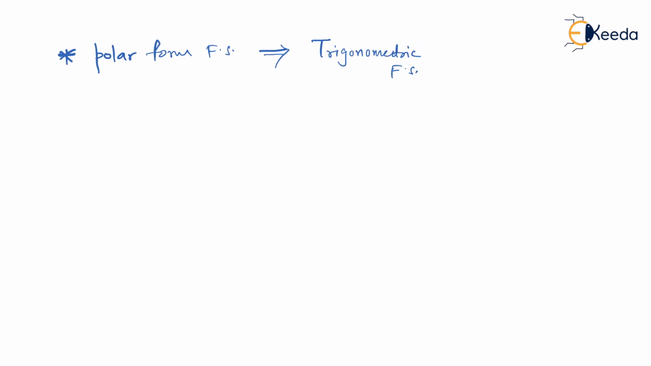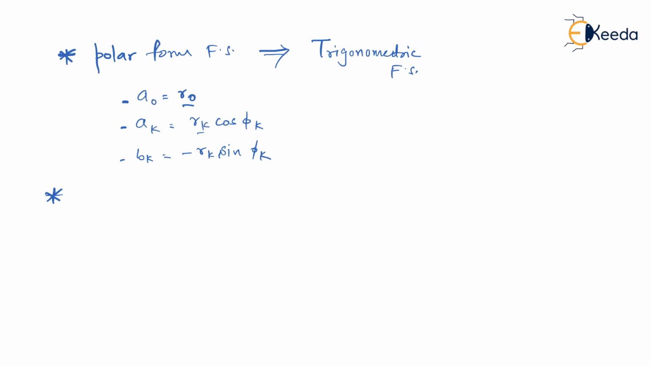For that, what you had is R naught. So you know that a naught is always R naught. Secondly, ak is nothing but Rk cos phi k, and bk is nothing but minus Rk sin phi k. So this is the relation between polar form Fourier series and trigonometric Fourier series coefficients. So these are relationships between coefficients. Please understand, a naught, ak, bk are called trigonometric Fourier series coefficients, and R naught and Rk are called polar form Fourier series coefficients.